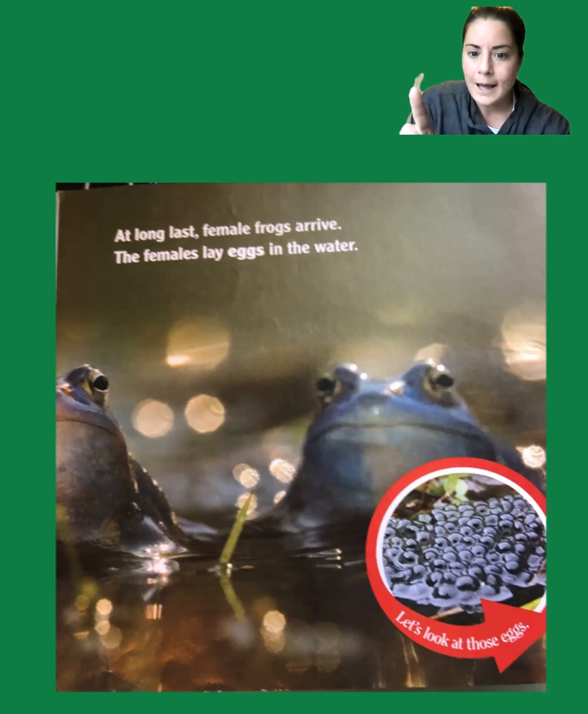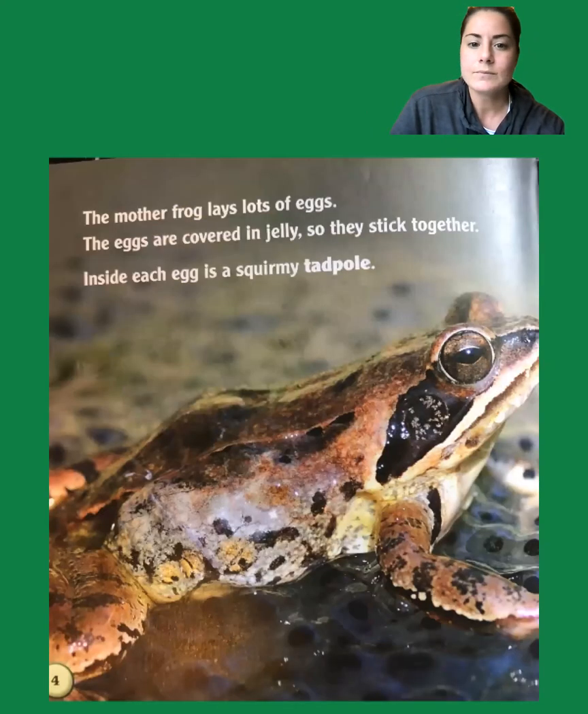Thank goodness there was a caption there, because to me, that looks like maybe blueberries that you would put on pancakes, right? But now that I read that very important sentence, that caption, underneath that photo, I know, oh, those are frog eggs. Got it, not blueberries, even though they look like blueberries. Okay, so the mother frog lays lots of eggs. The eggs are covered in jelly, so they stick together. Interesting. Inside each egg is a squirmy tadpole.